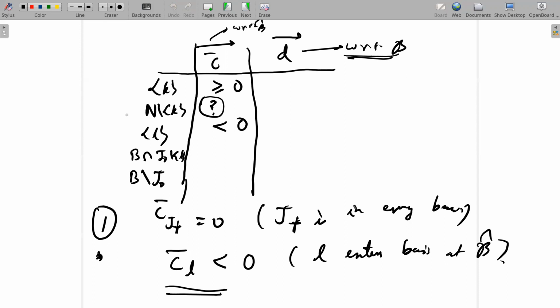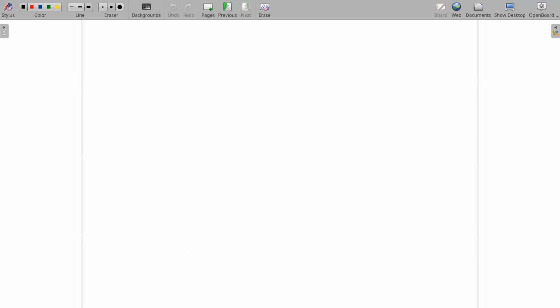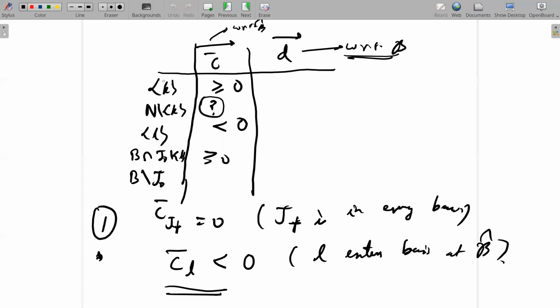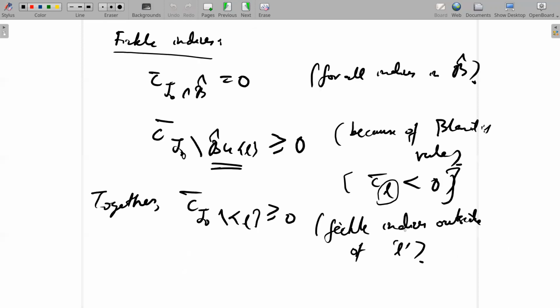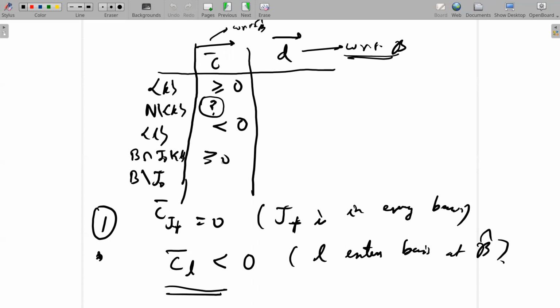So this is bigger than or equal to 0, same as the first, because B, whatever, is containing all the fickle indices, not containing L. It's a smaller set than that. If I forget about the B, it's still bigger than or equal to 0. That's what we proved here, right? So even if you intersect with B, it will still be true.